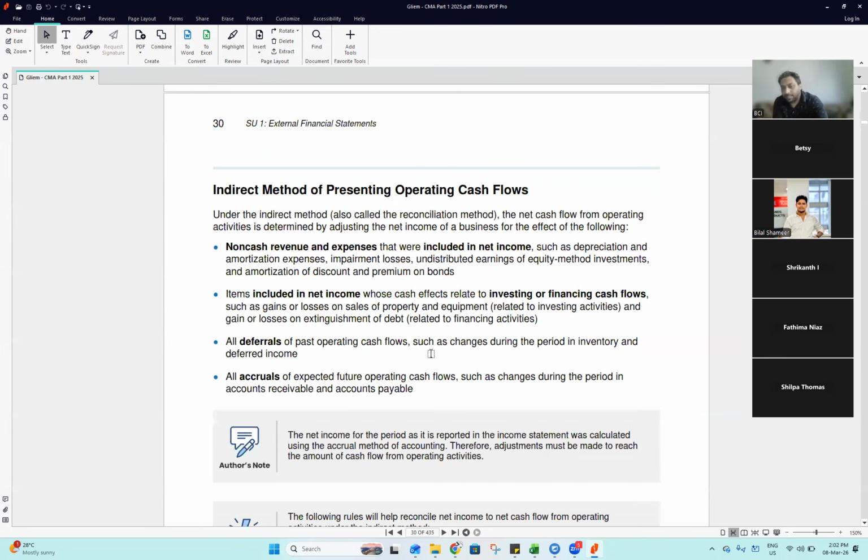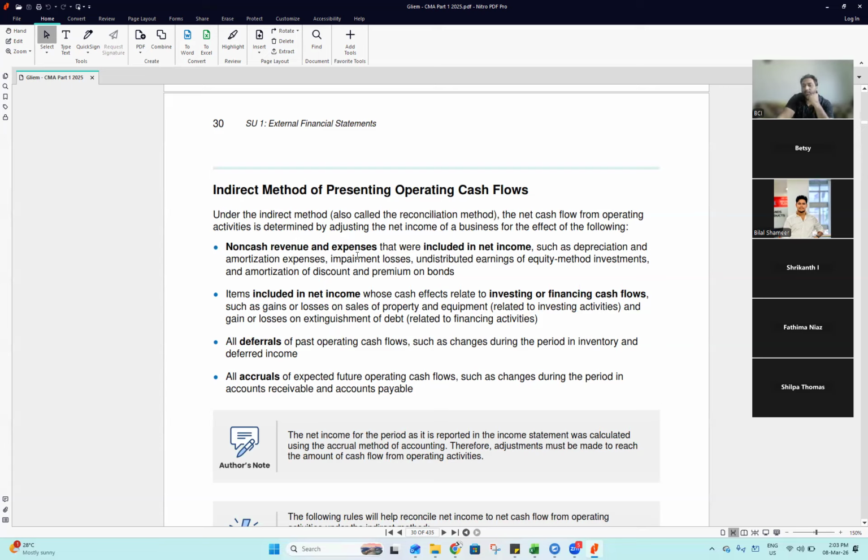Indirect method of presenting operating cash flow. What happens here? This indirect method helps you understand where your money went, because here we start the indirect cash flow with the net profit or net loss you take from the P&L. It is actually a continuation from the P&L. So you take that amount and do the adjustments to figure out the operating cash flow. So what are those adjustments you are going to do?